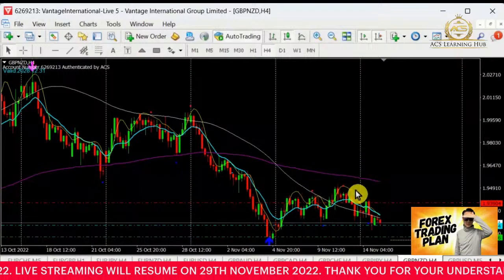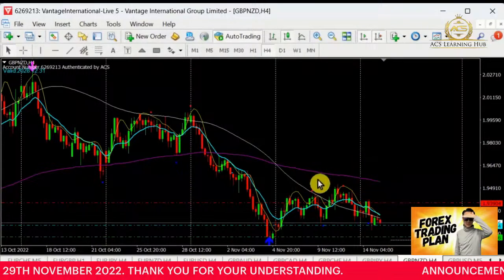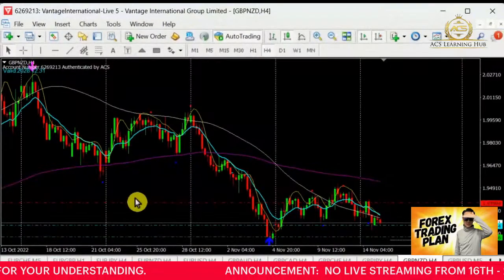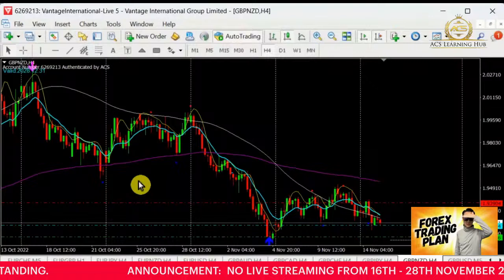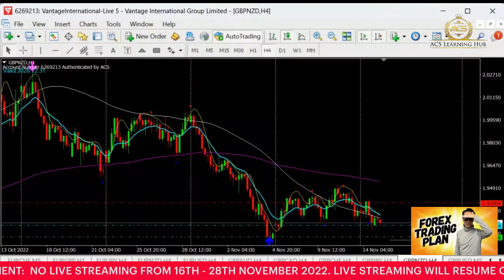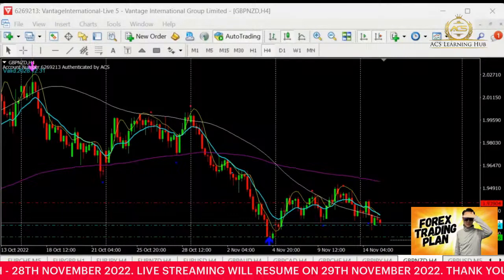Well, we have one imbalance over here, the gap here to be filled, and that's where we know where we are heading. I think pound kiwi is very promising. Okay, it's very obvious where we are going. There's a mission in the pound kiwi, right? So I'm going to include pound kiwi into my watch list to sell.